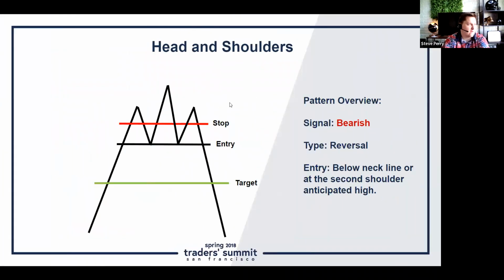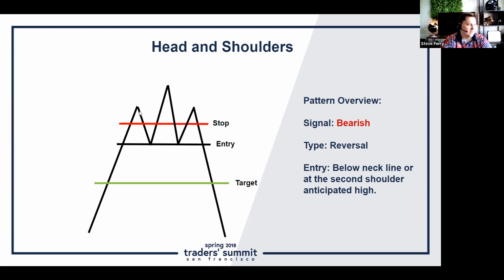Okay, and then you have a head and shoulders pattern. This is common, very, very common. Some will work out great and others won't. And it really just kind of depends on what the market's giving you.